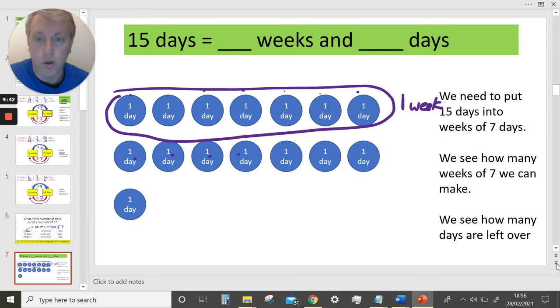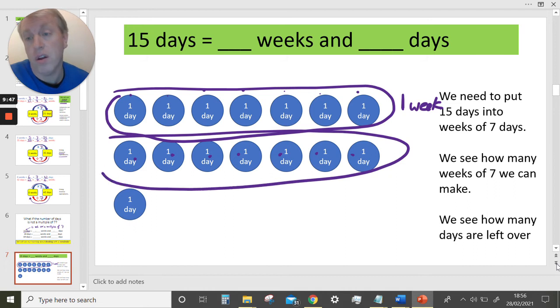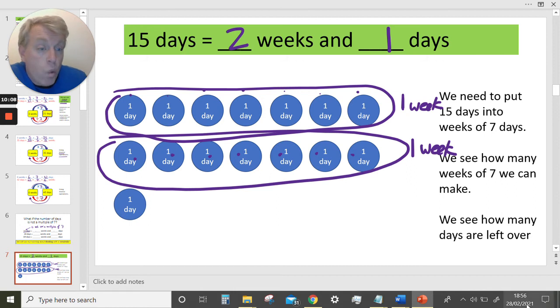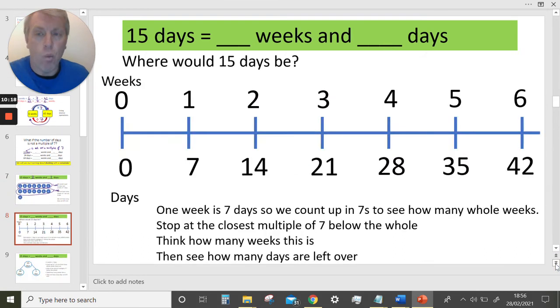Then 1, 2, 3, 4, 5, 6, 7. I'm making another group of 7, so that's now another 1 week. Oh, I can't make another week, can I? I don't have 7 days, just 1. So it's 2 weeks and 1 day. 15 days is 2 weeks and 1 day. So we need to see how many groups of 7 there are and how many left over. 2 groups of 7, 2 weeks and 1 day.